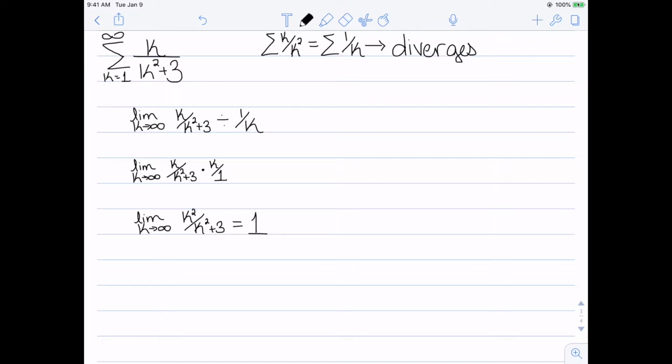Since this is a positive finite number, we know that either both series converge or both diverge. I already know my comparison series diverges, so my original series must also diverge. Let's look at one more.